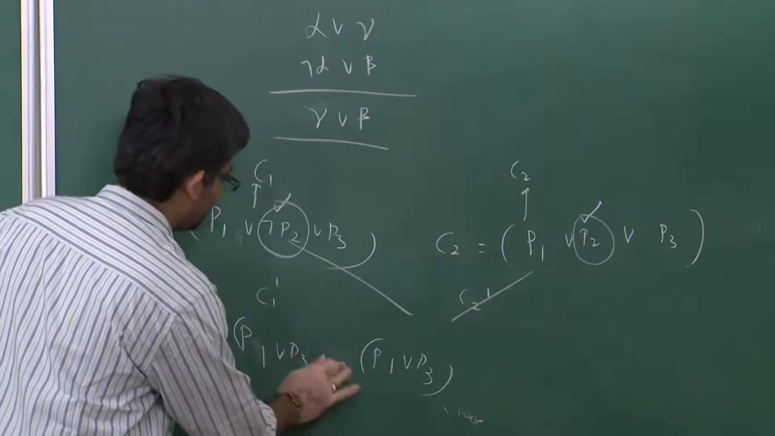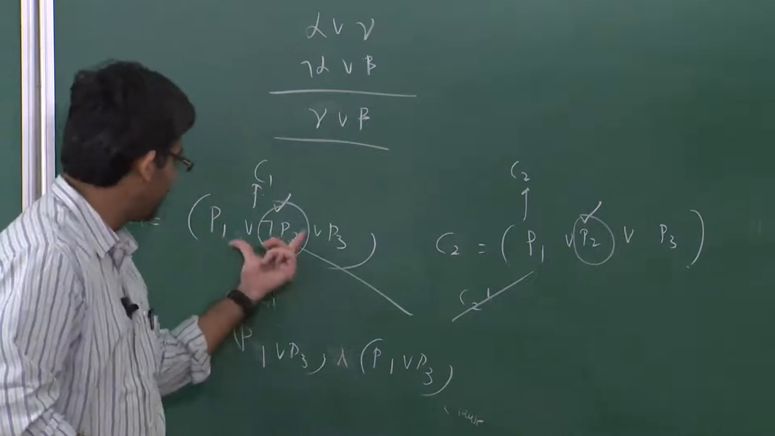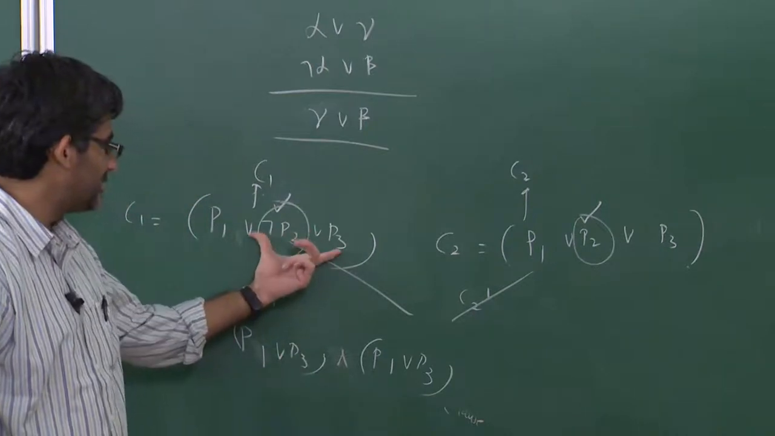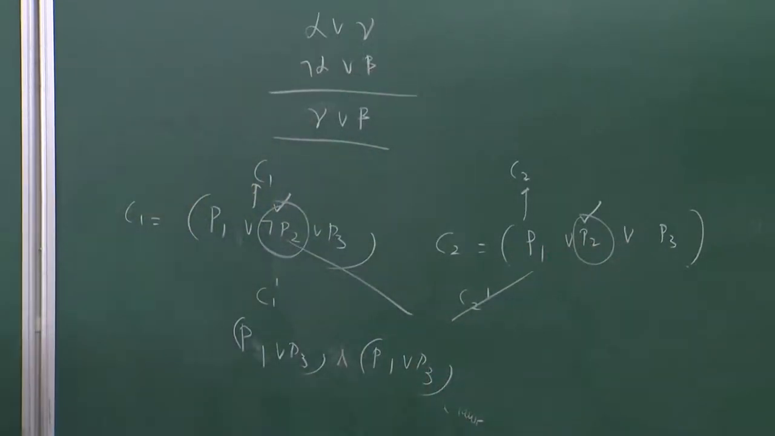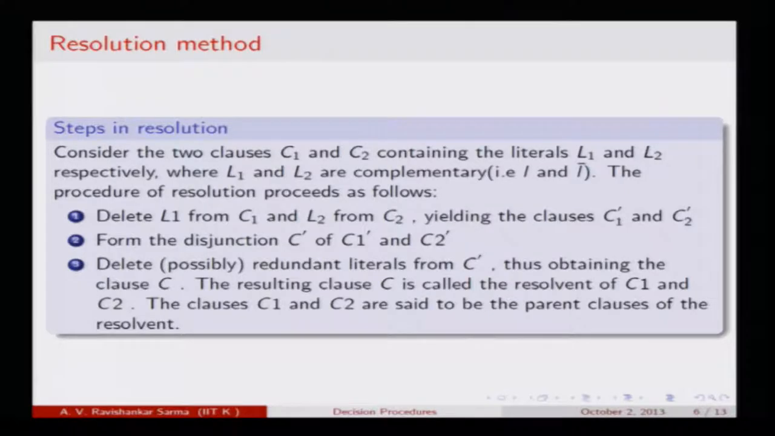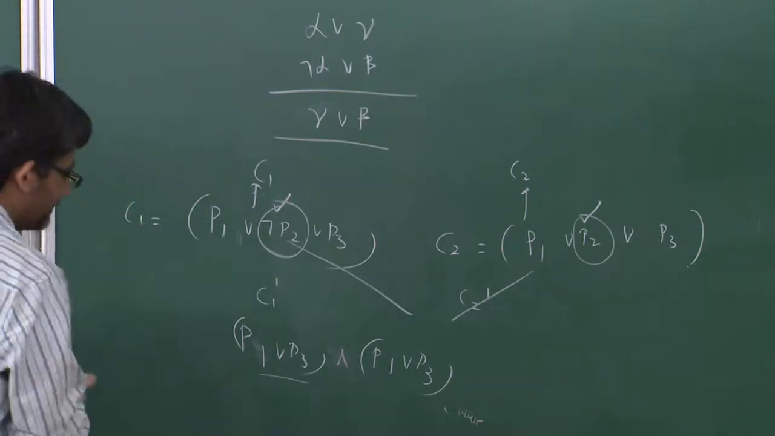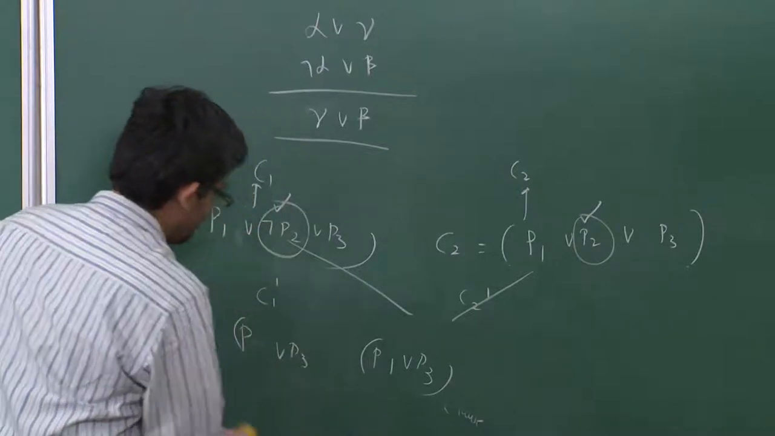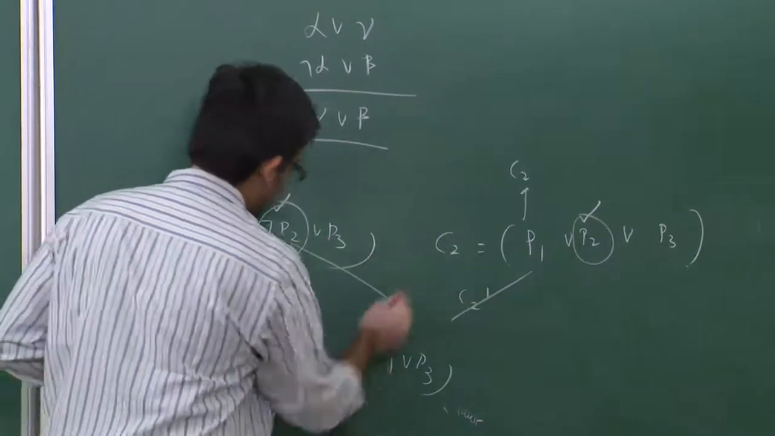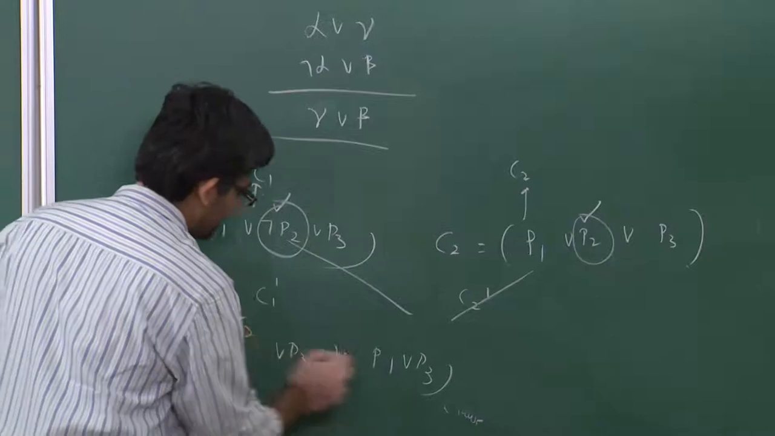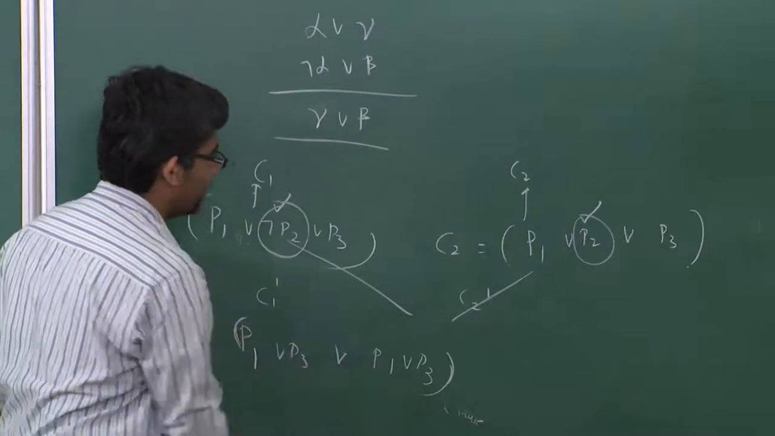So this is one clause and this is another clause. This goes away, and whatever remains here is considered a disjunction, and whatever remains here, P1 or P3, is going to be another disjunction. So now in the second step, after removing the literal and its negation, you form the disjunction of all these things. So that is P1 or P3 or P1 or P3.